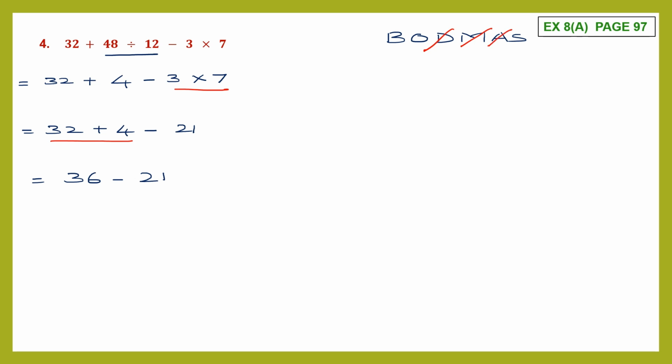Because we finished addition also, it's only subtraction. Let's subtract 36 minus 21. 6 minus 1 is 5. 3 minus 2 is 1. And that is 15. So our answer to this question is 15. This is our answer.